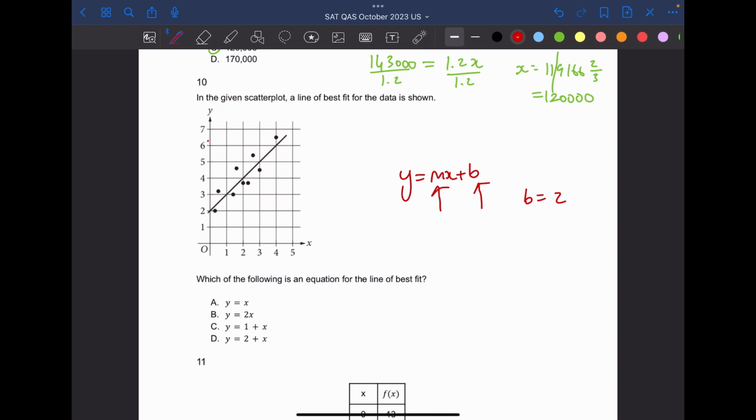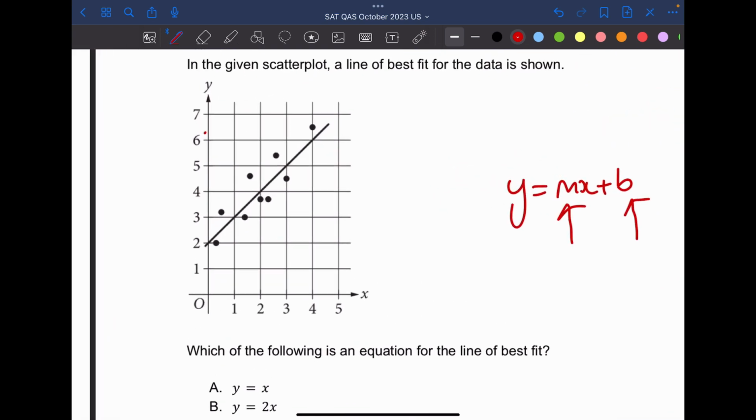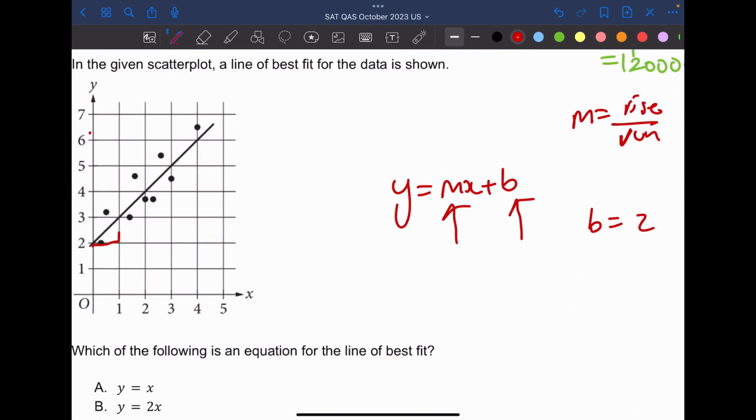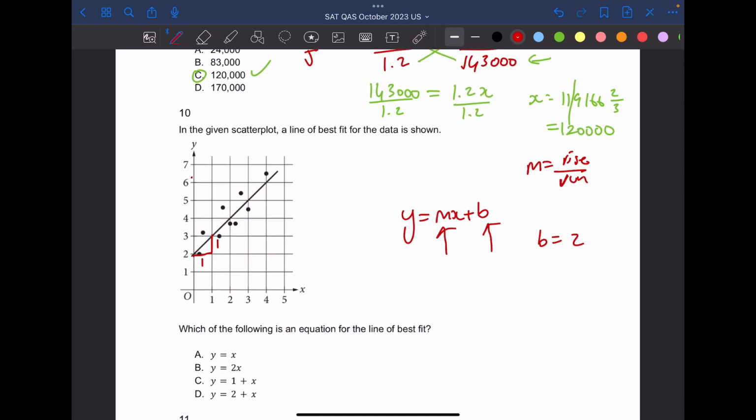And then, what is the slope? Slope is equal to rise over run. I'm going to write that here. Rise over run. So what is the rise and what is the run? If you take this triangle, for example, if you go up by 1, you also go to the right by 1. So rise over run is equal to 1 over 1, which is 1.